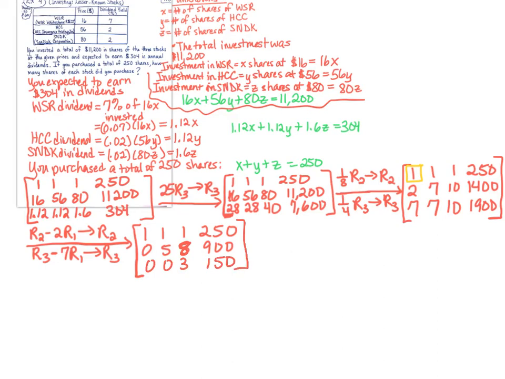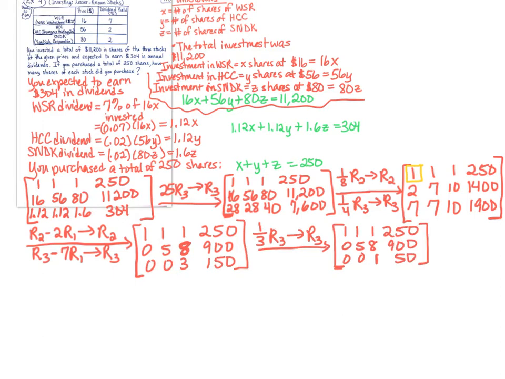Now, what can you do to row 3? Multiply row 3 by 1/3. Can't hear you? Multiply row 3 by 1/3. Yes. So you have 1/3 times row 3 to get a new row 3. Good. So rows 1 and 2 stay the same. 1, 1, 1, 250, 0, 5, 8, 900, and then 0, 0, 1, and what? 50. Good.